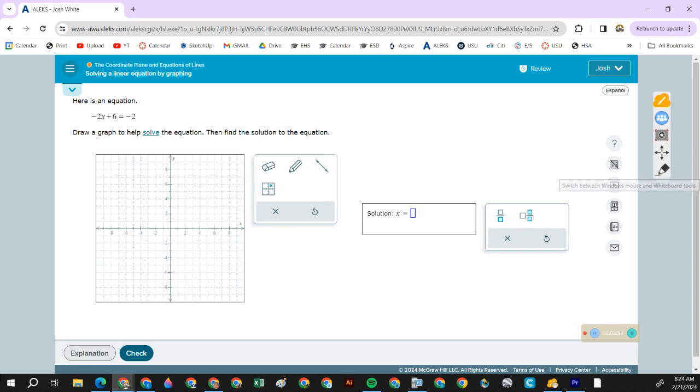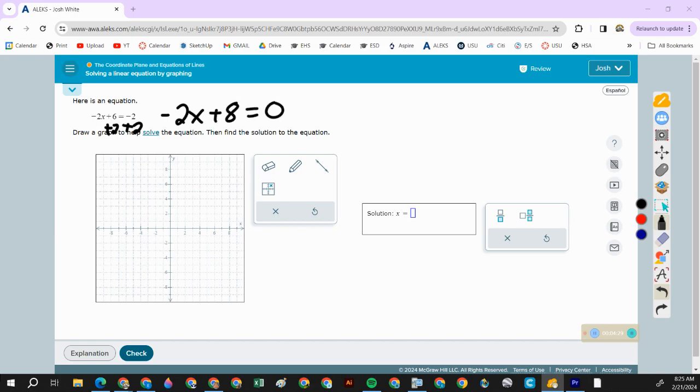Okay, here is the equation. Negative 2x plus 6 equals negative 2. So draw a graph to help solve the equation. Okay. How does it want you to do this? My guess is it wants you to add 2 to get a 0 on this side. So negative 2x plus 8 equals 0. If I were to graph that, it starts at 8 and it goes down 2 over 1, down 2 over 1. We draw that graph.